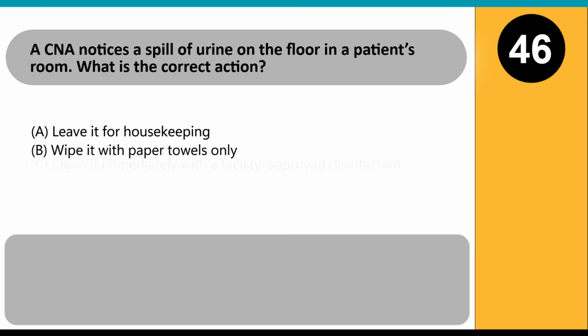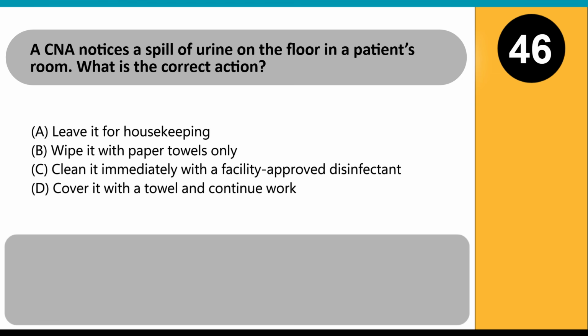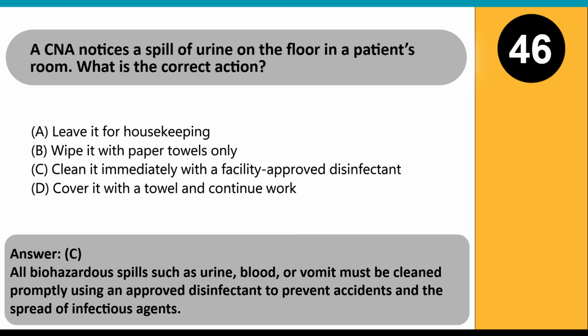A CNA notices a spill of urine on the floor in a patient's room. What is the correct action? A. Leave it for housekeeping. B. Wipe it with paper towels only. C. Clean it immediately with a facility-approved disinfectant. D. Cover it with a towel and continue work. Answer: C. All biohazardous spills such as urine, blood, or vomit must be cleaned promptly using an approved disinfectant to prevent accidents and the spread of infectious agents.